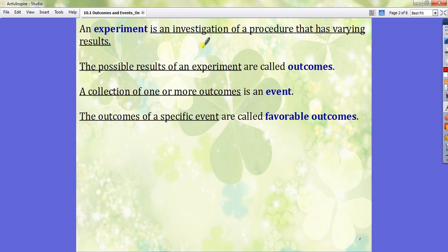An event is a specific kind of outcome. So if I have a bag of marbles, like we'll see later today, the outcomes would be the list of all the colored marbles that are in there. An event might be choosing a blue marble. So it's a specific outcome that we're looking for, maybe a specific set of outcomes. They might give you more than one.